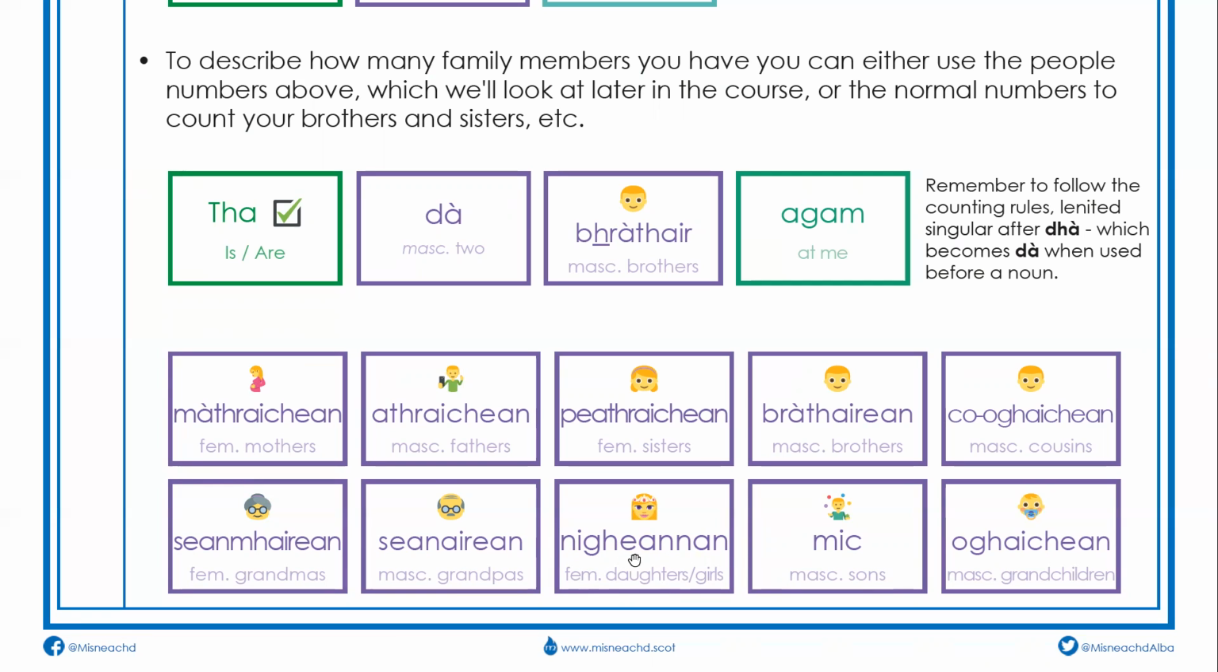Nian, nianin, daughter or girls. Nian, daughter or girl. Nianin, daughters or girls. Another one that changes its form slightly. We had mach, a son. Mich, sons. And then like co-oichin, we just have oichin. Oa, oichin, grandchildren.